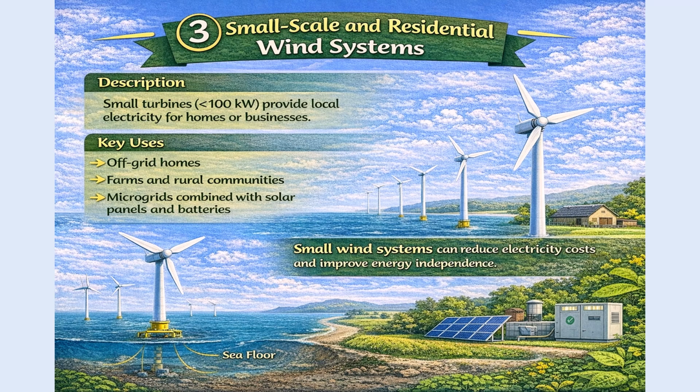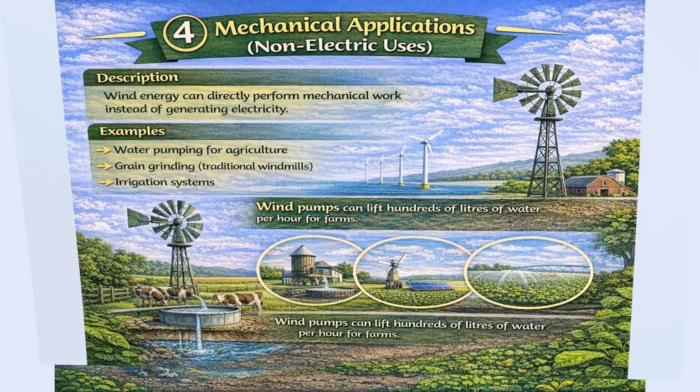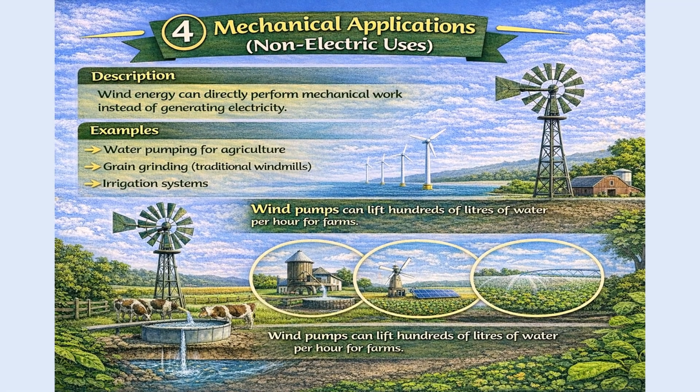You mentioned mechanical applications, using wind without generating electricity. Can you explain that? This is actually the original use of wind power, going back thousands of years. Wind energy can directly perform mechanical work without ever being converted into electricity first. The most traditional example is grain grinding. Classic windmills in places like Holland use spinning sails to turn millstones that ground wheat into flour.